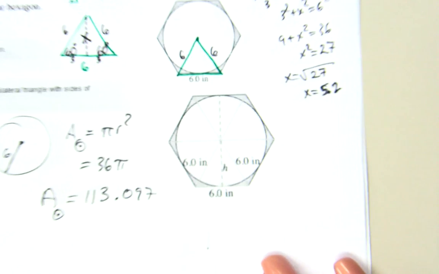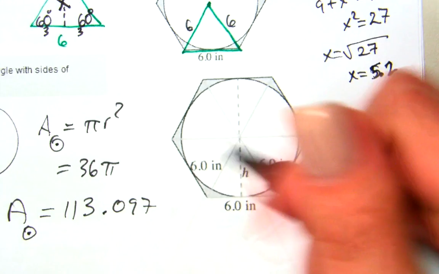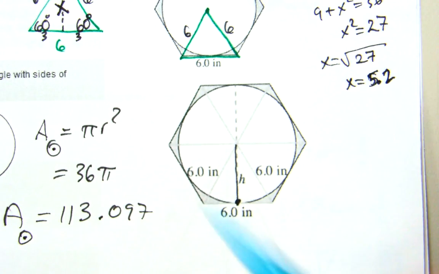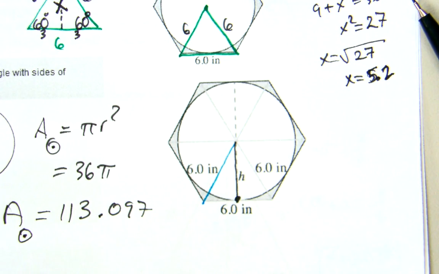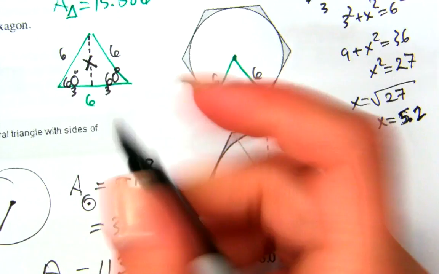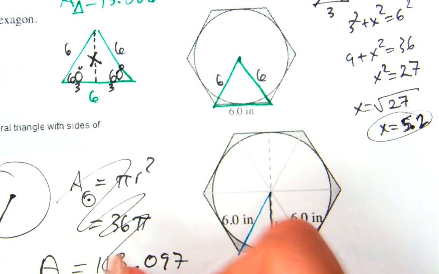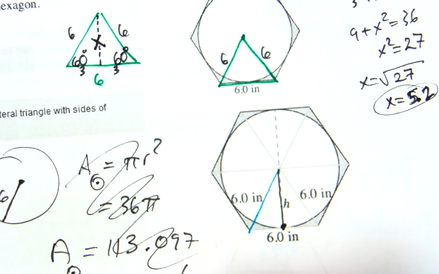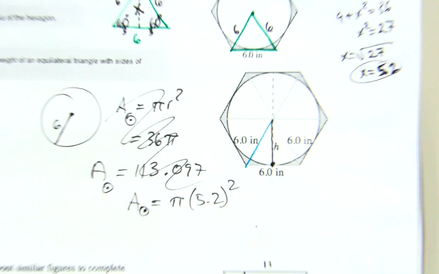Okay, the radius is not 6. That's where I thought I went wrong. Wow, that was horrible. The radius is actually the height, because it stops right here. The 6 actually keeps on going past the circle, so it's not really the radius. Dang it. Okay, so the radius is actually the height. The height was 5.2. Okay, that makes so much more sense. So area of the circle is really pi times 5.2 squared. I'm so glad I figured that out.